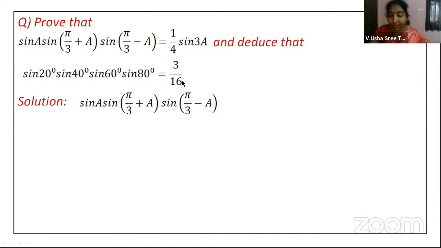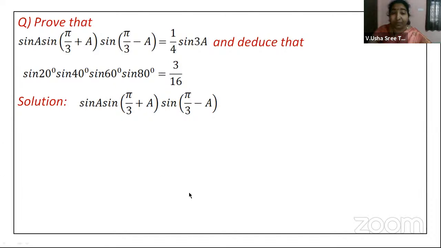Okay, so let us take the LHS of the statement, children: sin A sin(60 + A) sin(60 − A). Now, look at the last two terms. This looks like sin(A + B) into sin(A − B). By this time, I'm sure that you are very good at the formulae, right? So what is sin(A + B) sin(A − B)? Try to recollect the formula. It is sin²A − sin²B.